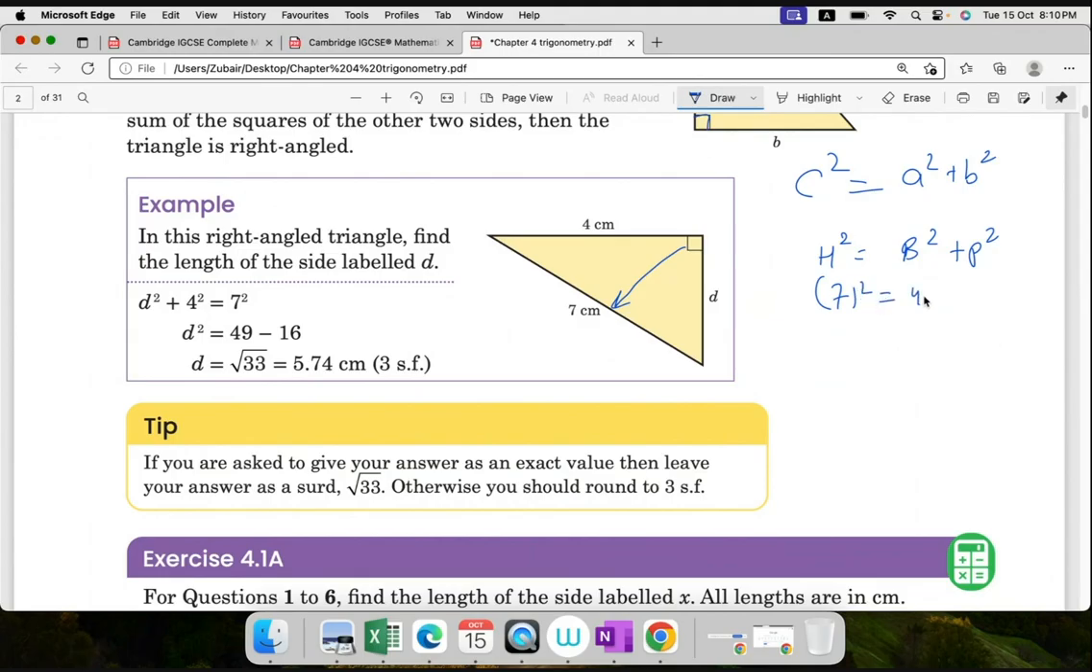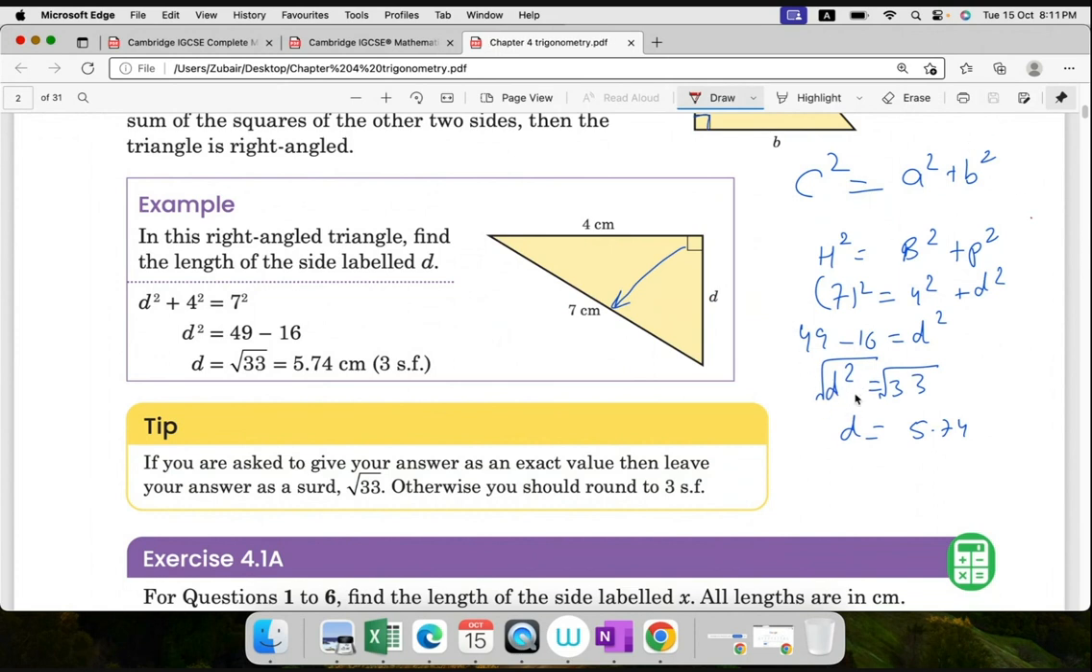So 7 squared is equal to 4 squared plus d squared. That is 49. 4 squared is 16, plus d squared. And 49 minus 16 is 33. So d squared is equal to 33, square root both sides. d is equal to 5.74.